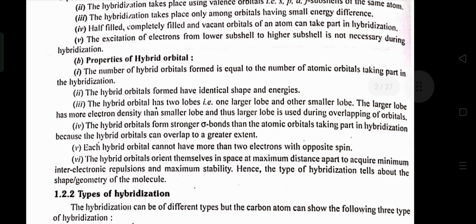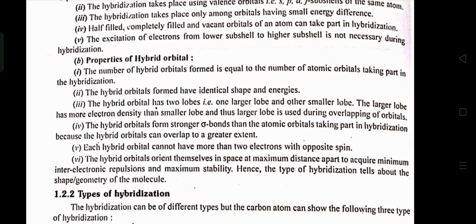Properties of hybrid orbitals. The number of hybrid orbitals formed is equal to the number of atomic orbitals taking part in the hybridization. The hybrid orbitals formed have identical shape and energy. The hybrid orbital has two lobes, one larger lobe and the other smaller lobe. The larger lobe has more electron density than the smaller lobe. Thus, the larger lobe is used during overlapping of orbitals.